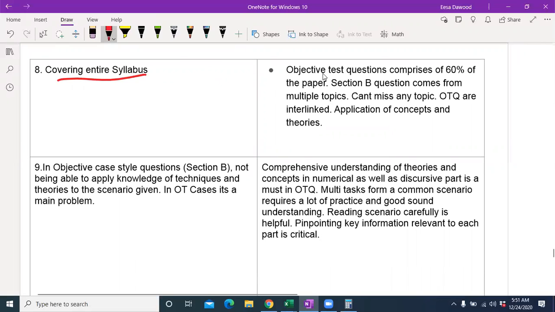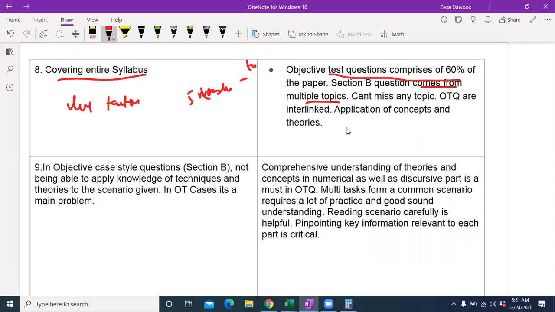Covering the entire syllabus: objective test questions comprise 60% of the paper. And section B also comes from multiple topics. In one section C, for example, there are five tasks in it, right? So maybe one task could come from one topic, the other task could come from another topic. For example, limiting factor, one part could come from single limiting factor, the other part could come from multiple limiting factors, or the other part could be linked to budgeting or any other area, not just decision making.